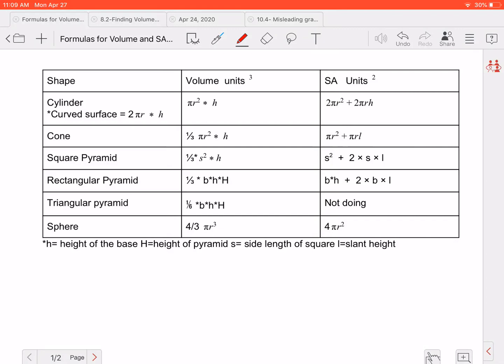You can either print this off if you have a printer and you'd rather print it, that's totally fine, or you can just write it on a separate sheet of paper, the same thing. But I'm going to talk through some things. This will be posted for you to see too, just so you know where this is coming from.